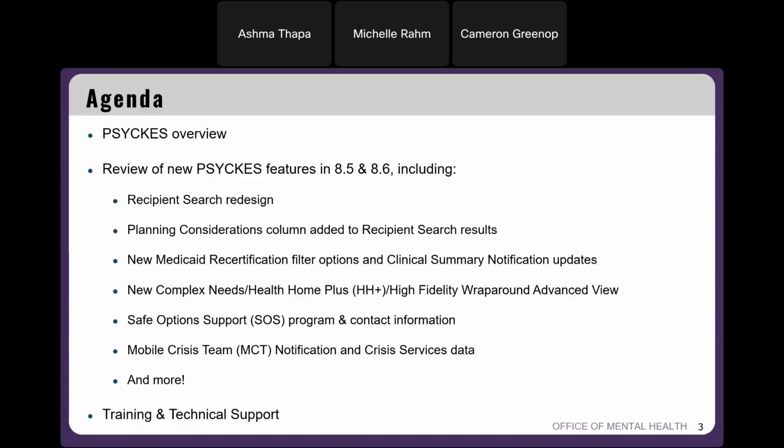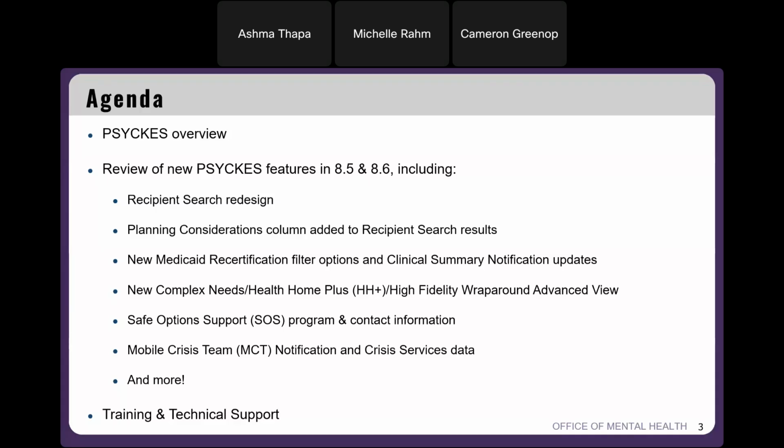Now here's our agenda. We'll be doing a PSYCKES overview, which might be a review for some of you, and then we'll get into the real meat of today's webinar, which is the new features that we've recently added. Some of these new features include Recipient Search redesign. We have the planning considerations column that's been added to Recipient Search results. We have a new Medicaid Recertification filter option and clinical summary notification updates. We have a new advanced view. So this includes data on complex needs, Health Home Plus, and high fidelity wraparound.